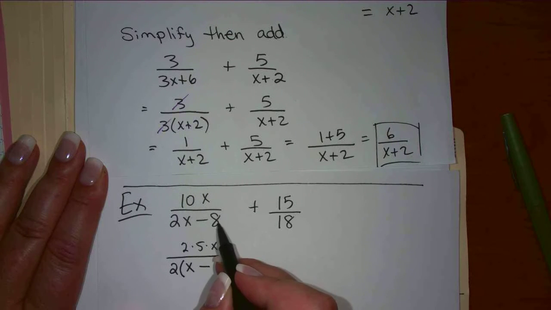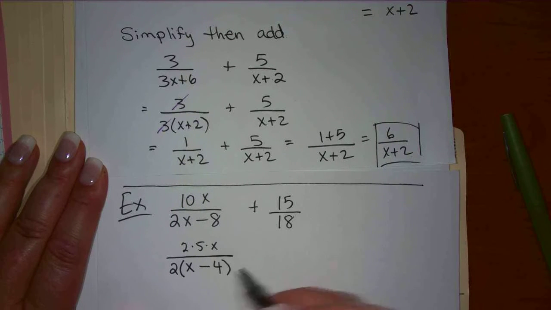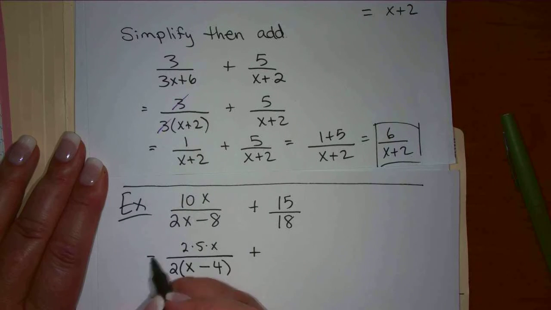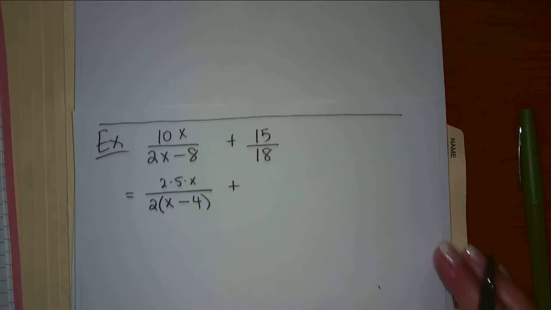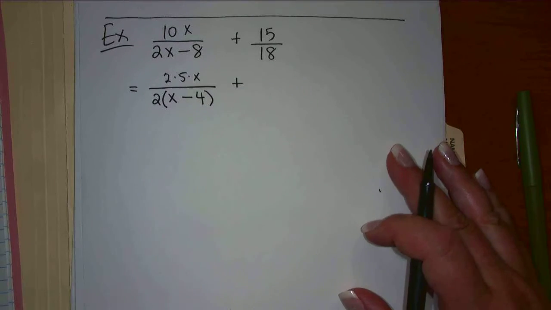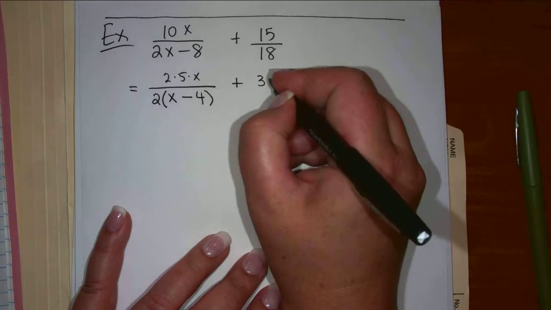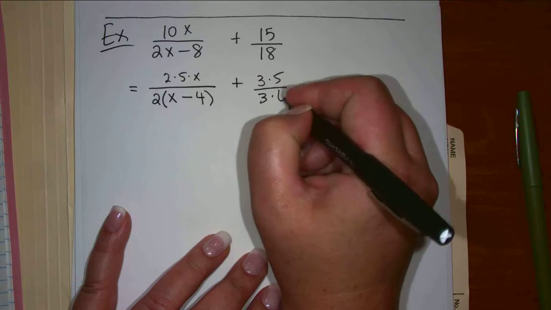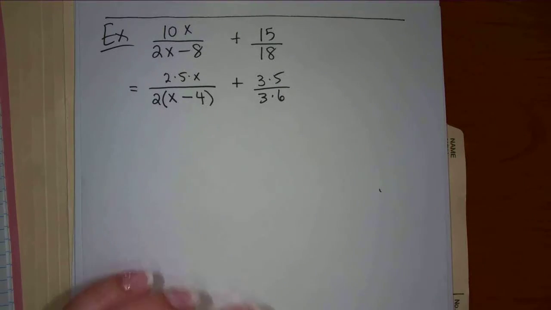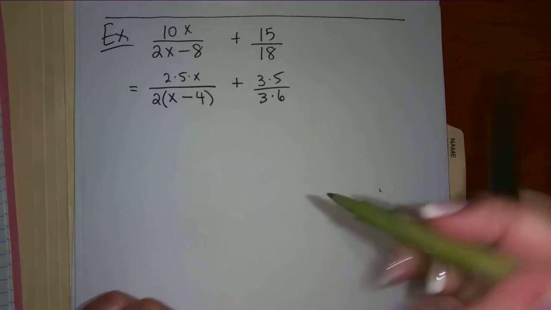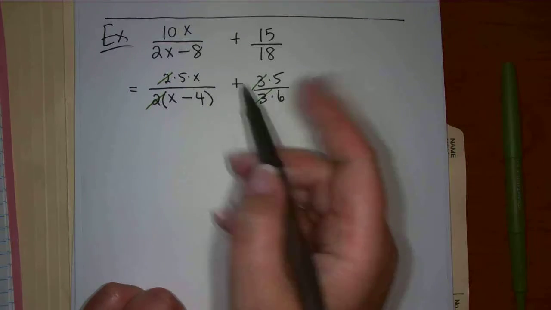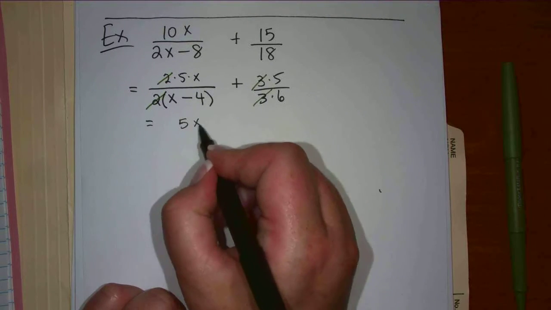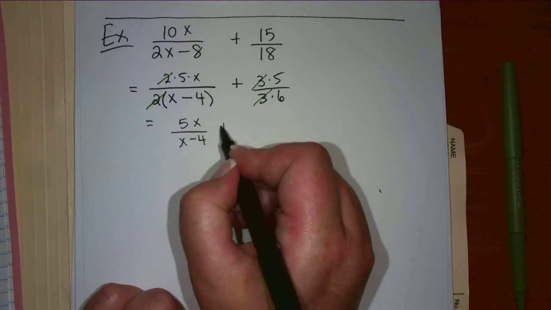2 out of 8? 4. What about this fraction? Divided by 3. Yeah, a 3 can factor out of both. All right, so what cancels from the first fraction is a 2, and a 3 cancels here. So we're left with 5x over x minus 4 plus 5 over 6.